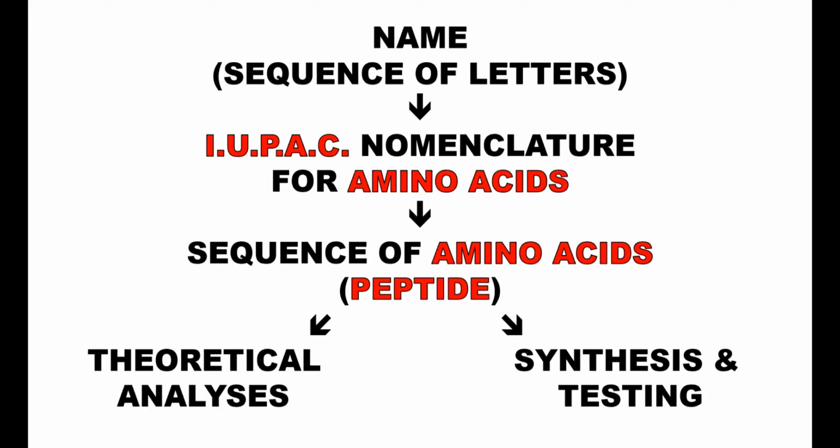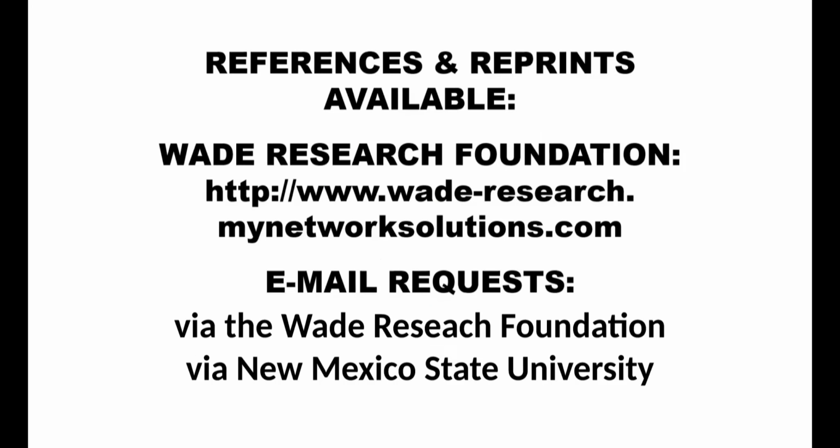So the concept that I've been describing to you is summarized in this slide. We start with a name, which is simply a sequence of letters, and we look at that name through the lens of the IUPAC unambiguous one-letter symbols for amino acids, and we can interpret that name as a sequence of amino acids, in other words, a peptide. And then that peptide can be subjected to theoretical analysis and or chemical or biological synthesis and testing.